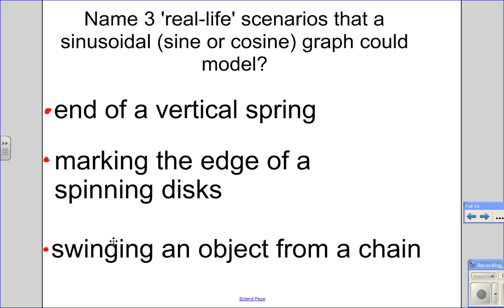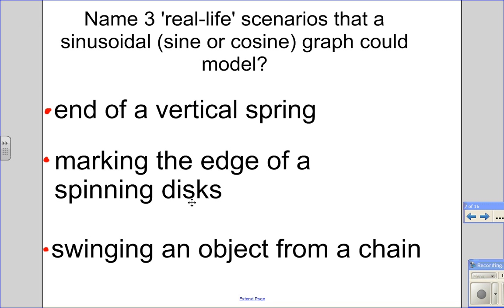And here's 3 examples. The end of a vertical spring, so if you were to drop something and it were to bounce up and down, kind of like bungee jumping. The marking of edge of a spinning disc, that would be the distance away from the starting point, so it would go out and then it would spin back around in, and then out and then spin back around in. Or just swinging an object from a chain, maybe like a grandfather clock. All of these things can be modeled using sinusoidal graphs. Now, what is a derivative? Derivative is the rate of change of the real function. So what the derivative of sine, or the derivative of cosine, or any trig function, would be telling you is the rate of change of these things moving.